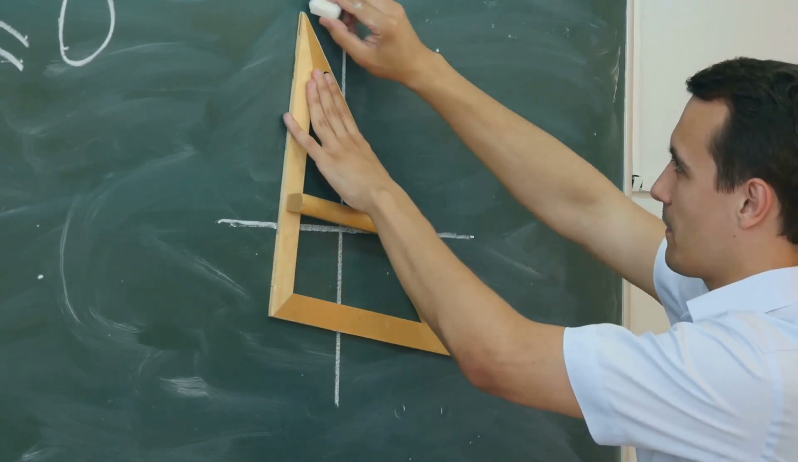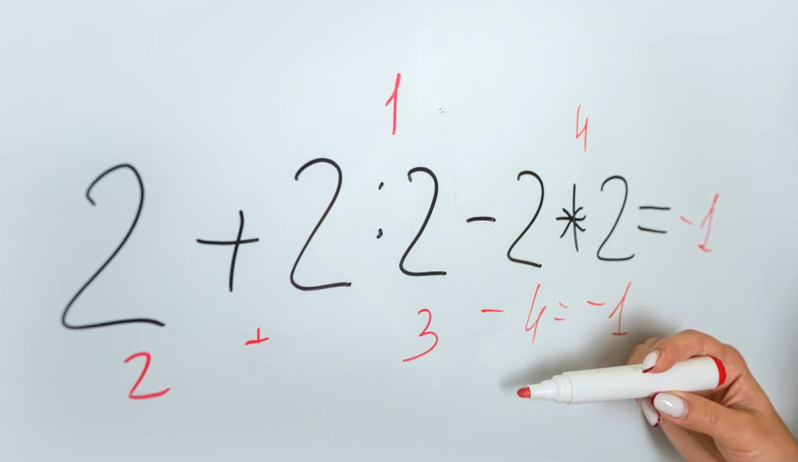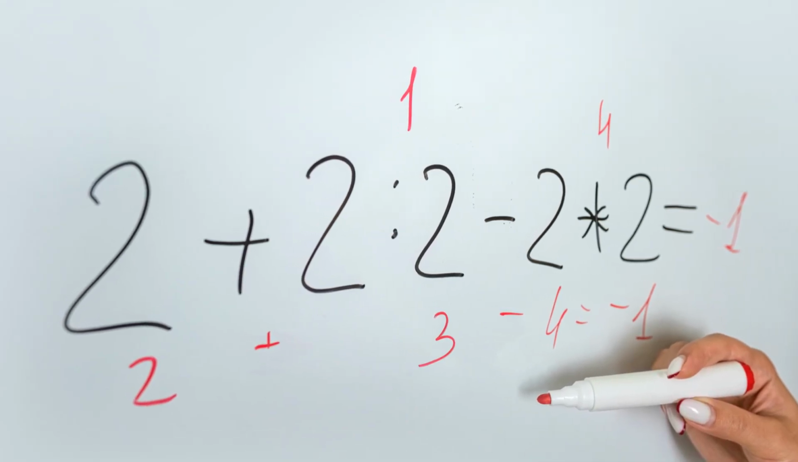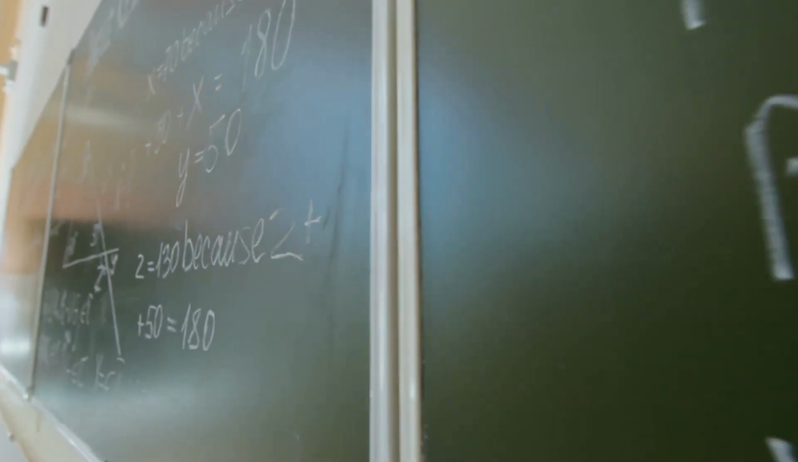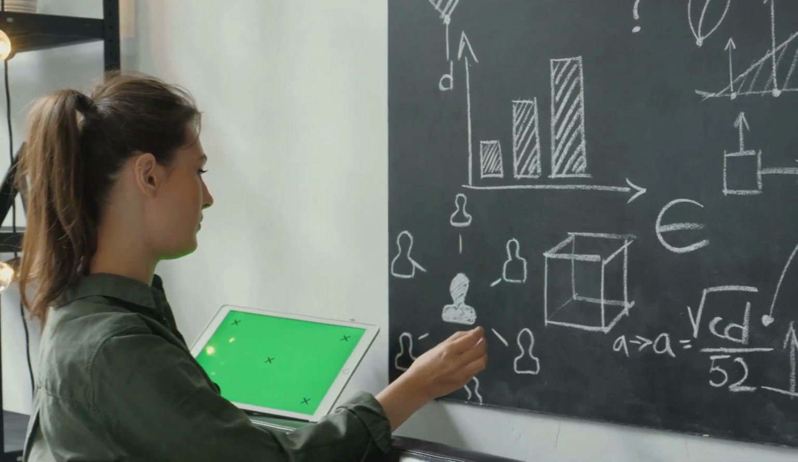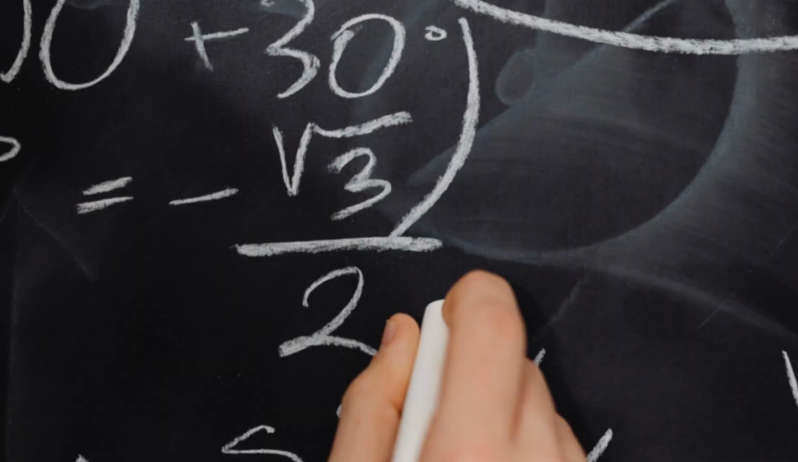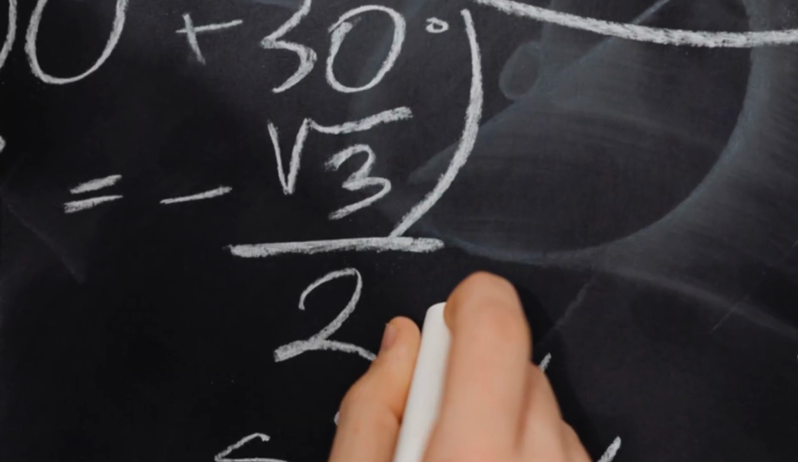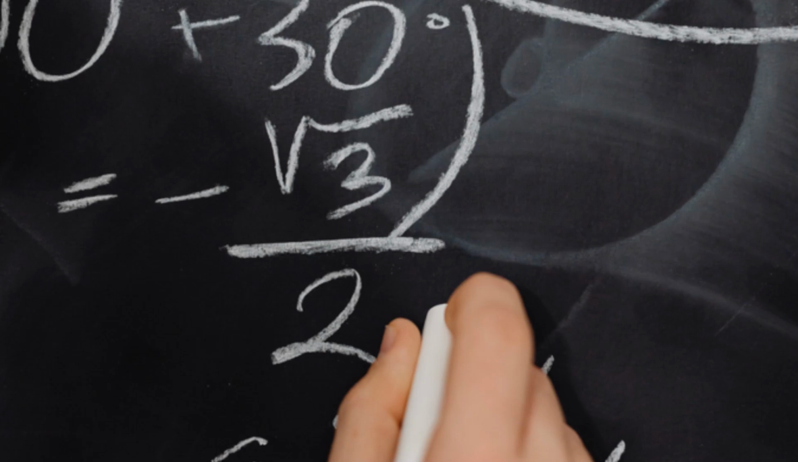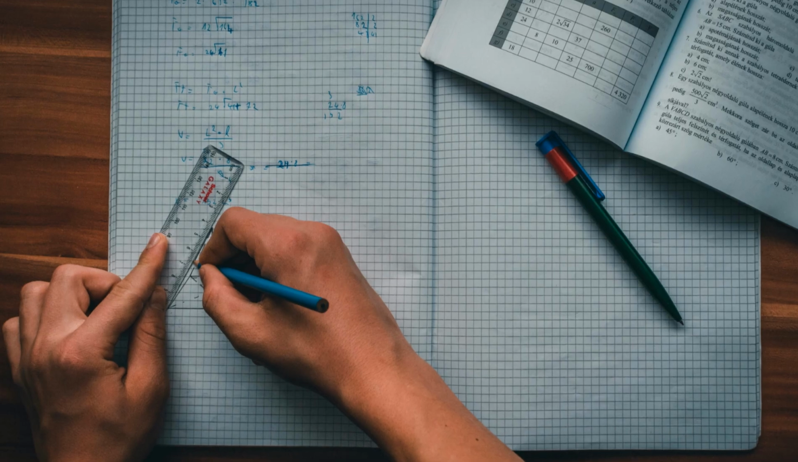Step 1. Find the critical points. The numerator x minus 1 equals 0 gives us x equals 1. The denominator x plus 2 equals 0 gives us x equals negative 2. Step 2. Determine the intervals. The critical points divide the number line into the following intervals: negative infinity to negative 2, negative 2 to 1, and 1 to infinity.